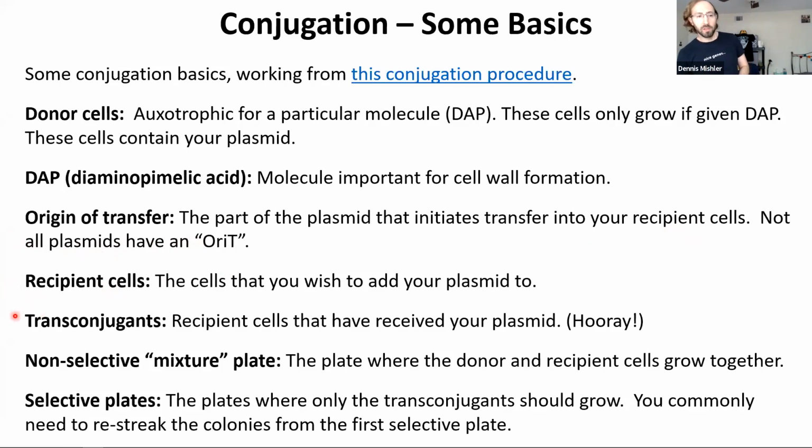Sometimes we'll use this terminology, transconjugates. This means the recipient cells that have potentially received your plasmid. So basically they're the recipient cells that have been hopefully conjugated.